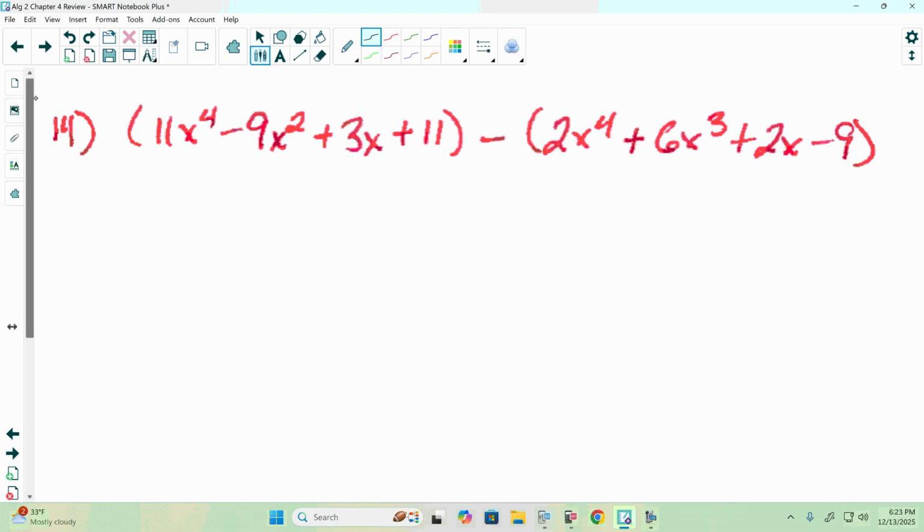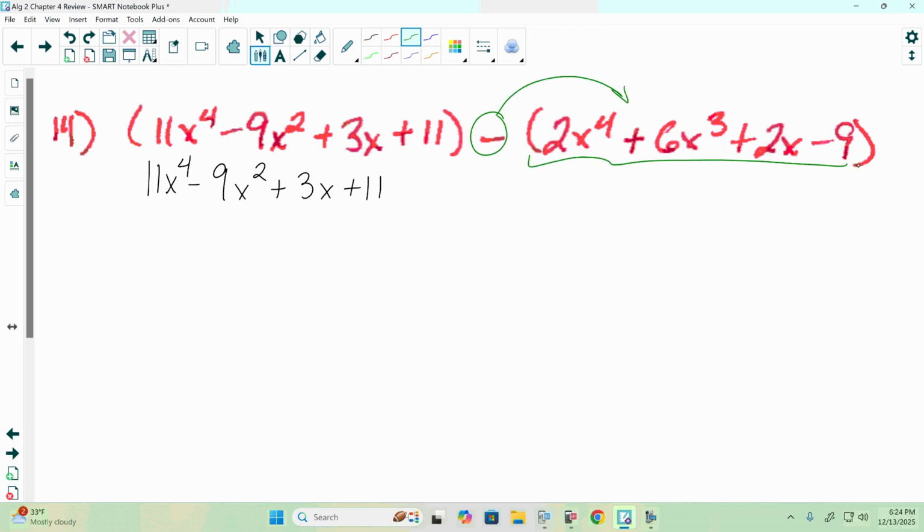Now that brings us to our last addition and subtraction problem. We're going to look at this one here for number 14. And again, the first set of parentheses, there's nothing in front of it. And because there's nothing in front of it, we just have to drop the parentheses, and everything inside these parentheses stays the same. Now we have to distribute that negative to our second set of parentheses. So our positive 2x to the fourth is going to become negative 2x to the fourth. Our positive 6x cubed is going to become negative 6x cubed. Our positive 2x is now negative 2x, and our negative 9 is going to become plus 9.